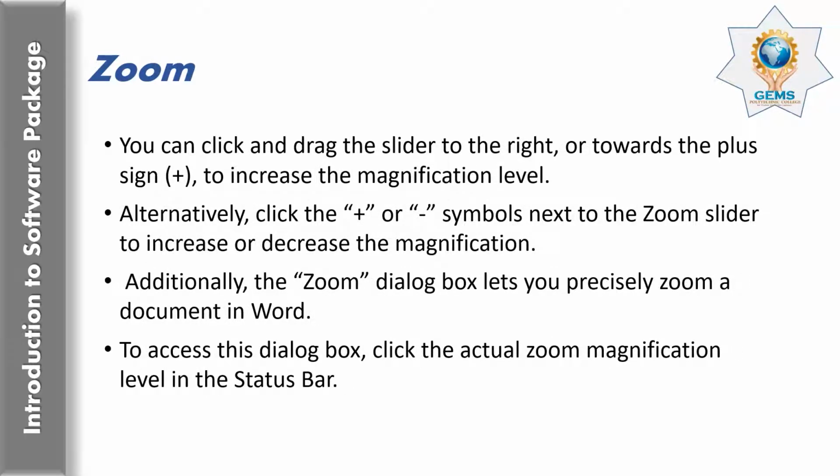You can click and drag the slider to the right, towards the plus sign, to increase the magnification level. Alternatively, you can click the plus or minus symbol next to the zoom slider to increase or decrease the magnification. Additionally, the Zoom dialog box lets you precisely zoom a document in Word. To access this dialog box, click the actual zoom magnification level in the status bar.